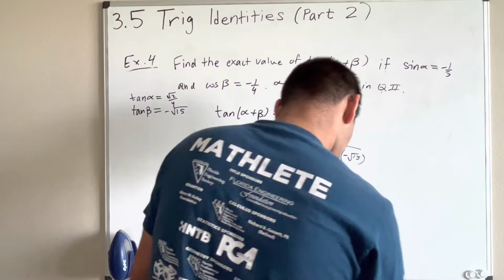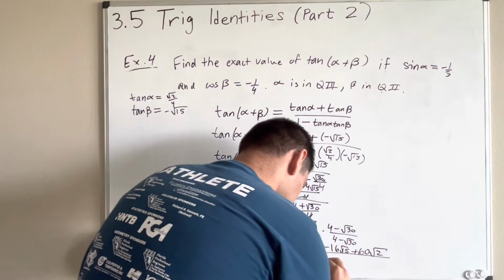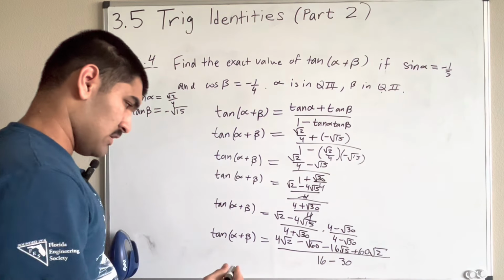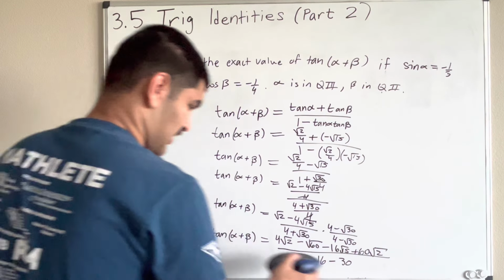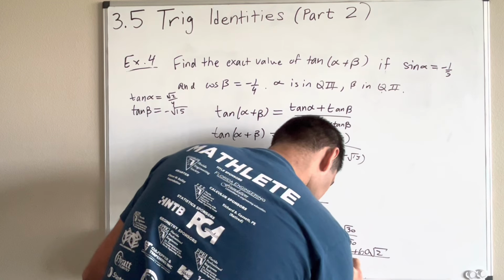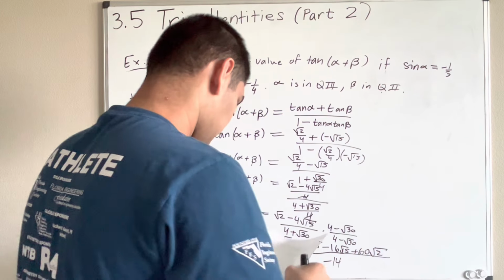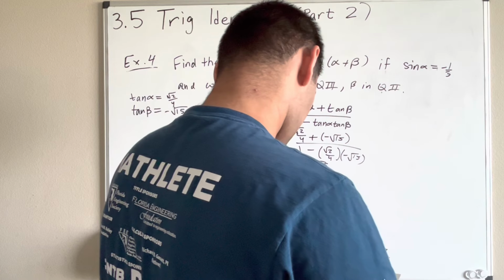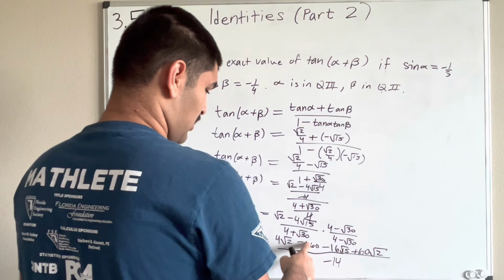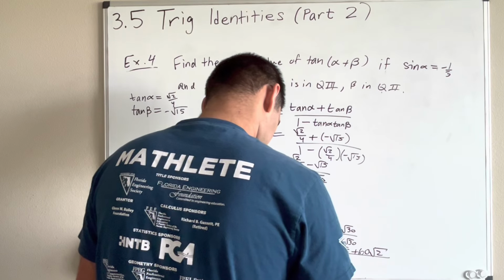And then all of that over, this is just difference of squares, so 4 squared is 16 minus square root of 30 squared, which is 30. So then 16 minus 30, that's just negative 14. So that should become negative 14. And so now we have to simplify radicals. So square root of 60, that's 4 times square root of 15. So square root of 60 is the same thing as 2 root 15.